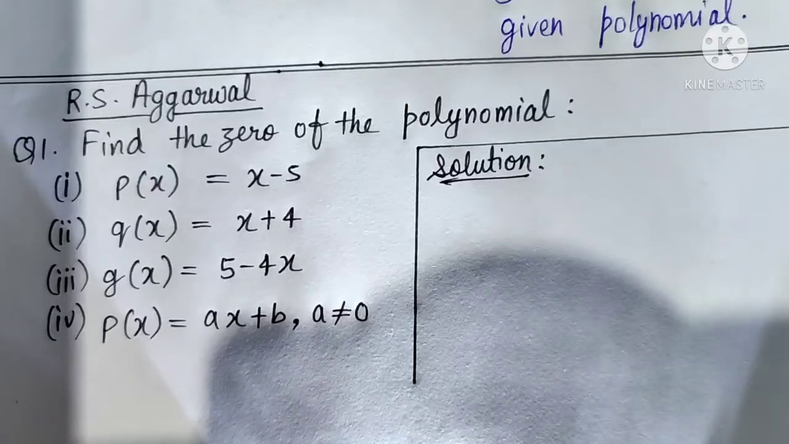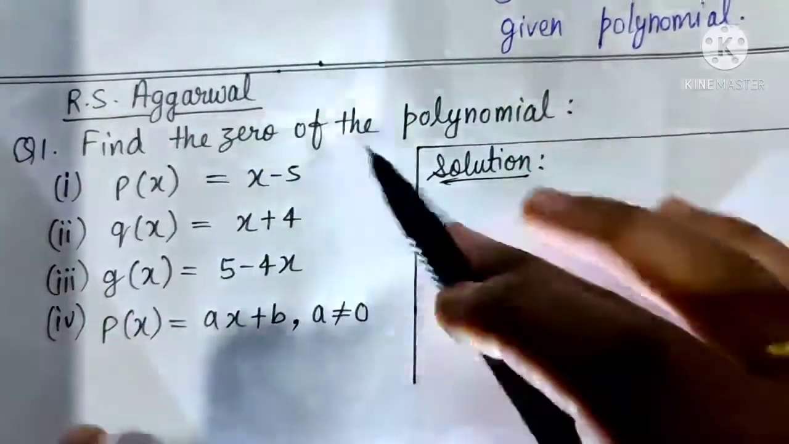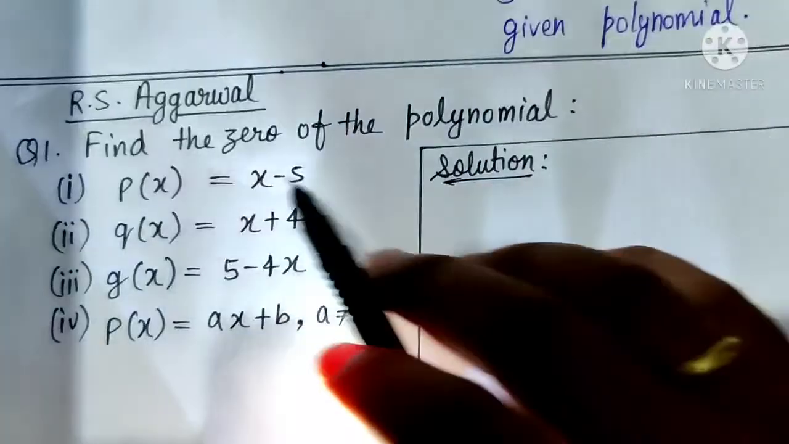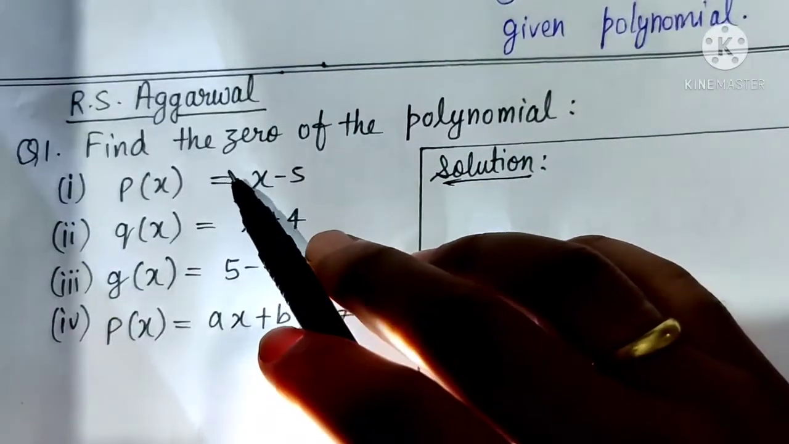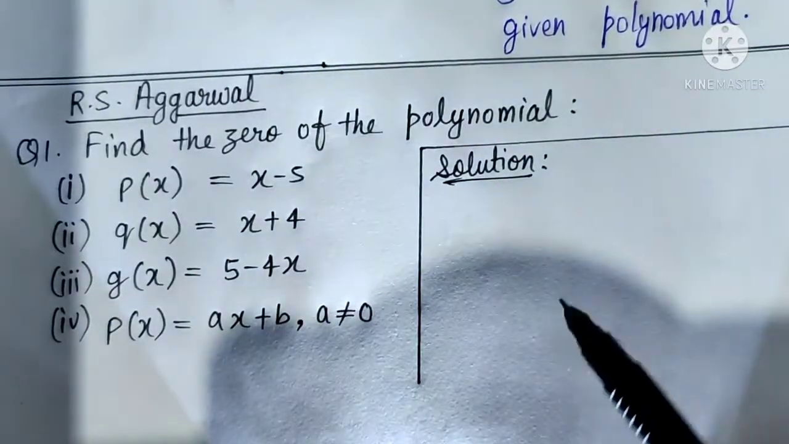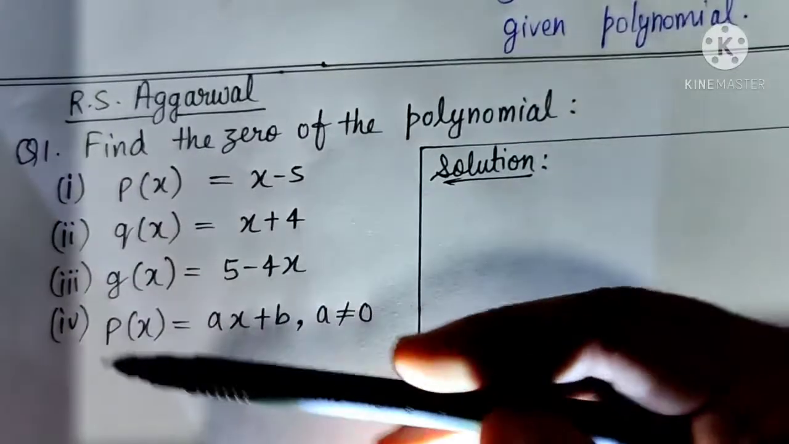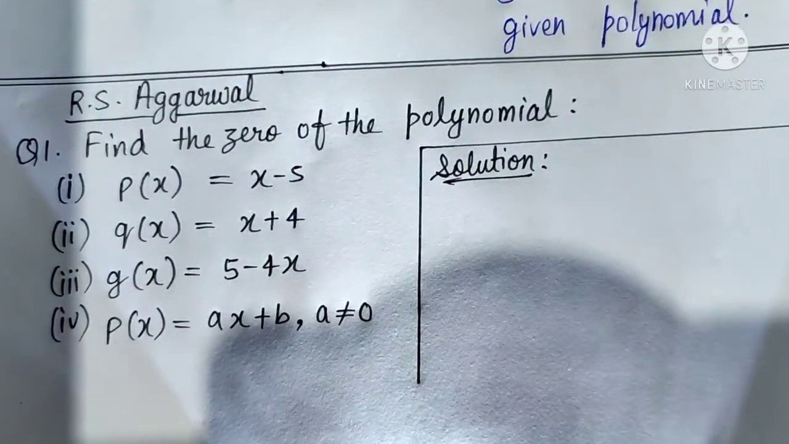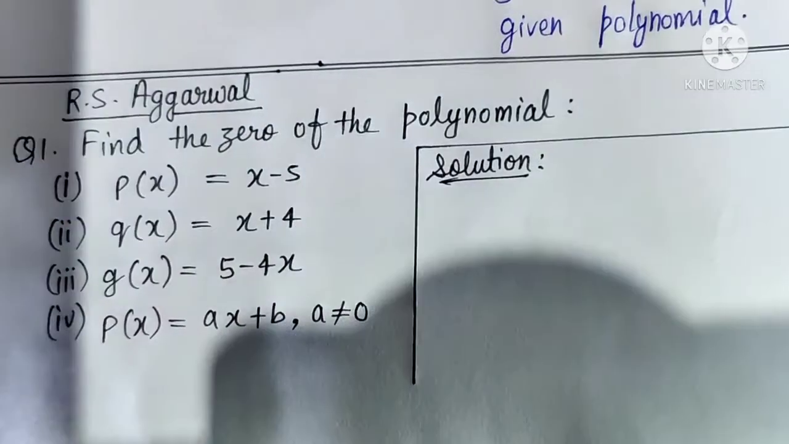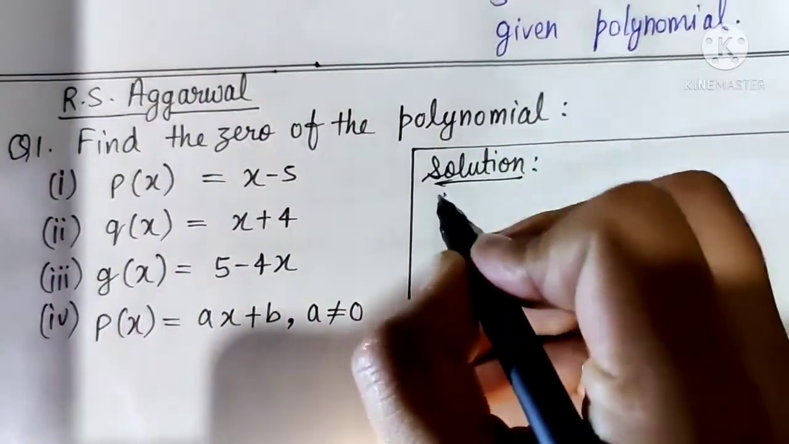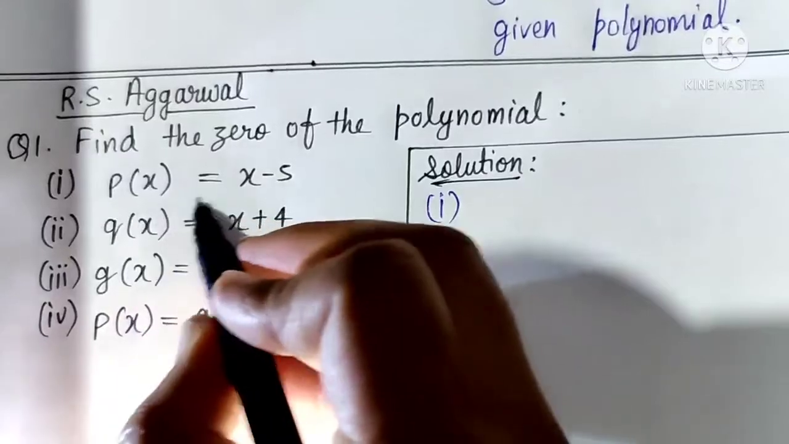So now students, we are solving some questions from the R.S. Agarwal book, as you can see, and question number 1 we are going to solve here, in which they are saying find the zero of the polynomial. Here some parts are given, first, second, third, fourth, and we will solve them one by one. So first we will solve the first part, where it says that p(x) equals x minus 5.